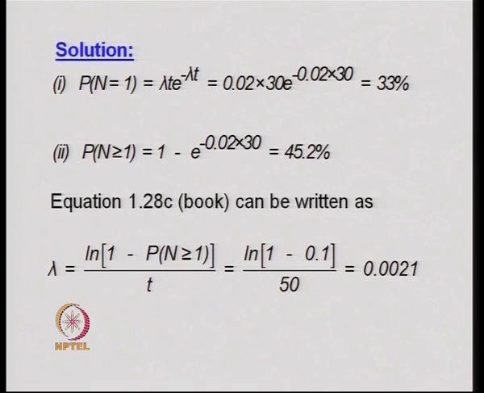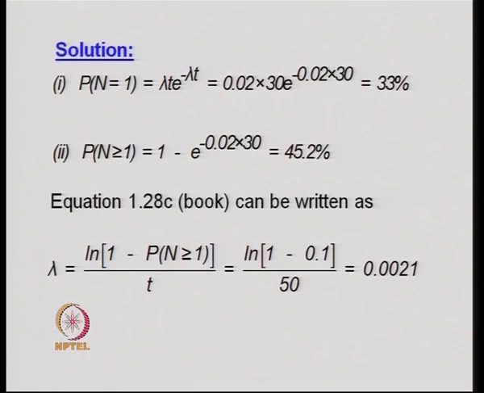So, the answer to the first question, that is the probability of occurrence of one event, is 33%. The probability of at least one accident is given by again this equation, and here we put the values, that is lambda value as 0.02 and the time as 30 years, and we get it as 45.2%.